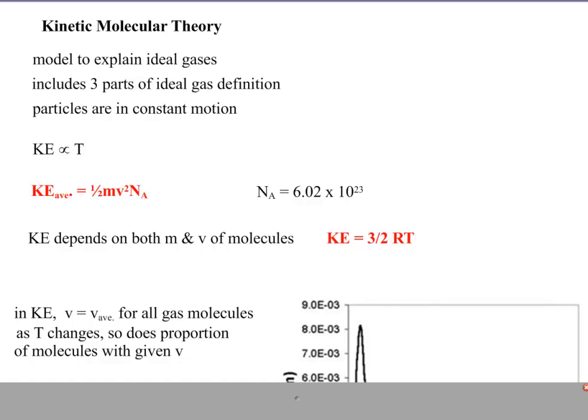So in the kinetic energy equation, the velocity is actually the average velocity for all the gas molecules. When we're looking at the average kinetic energy, the equation in red, that v is the average velocity for all the gas molecules. Some are going to be going faster, some are going to be going slower, so they'll have different individual kinetic energies, but we're looking at the collective kinetic energy of the whole thing.